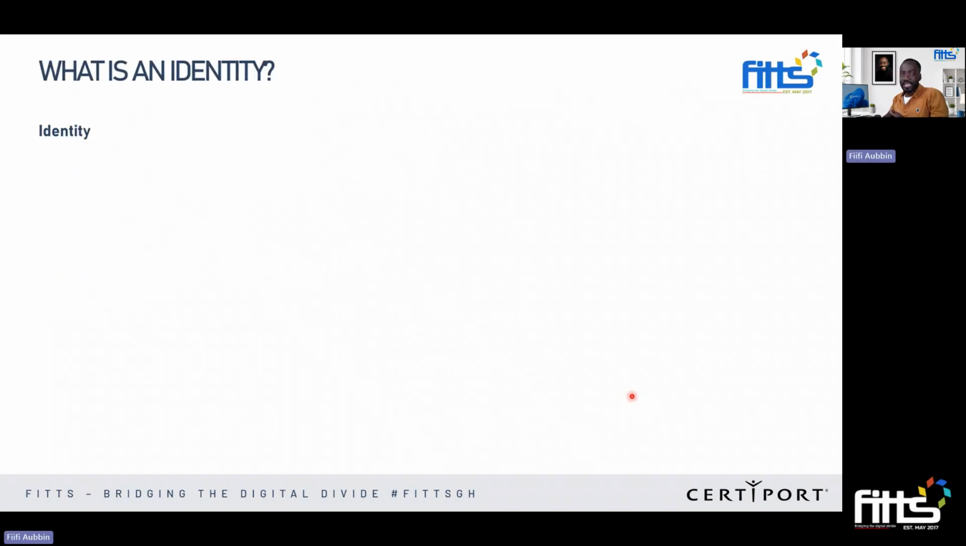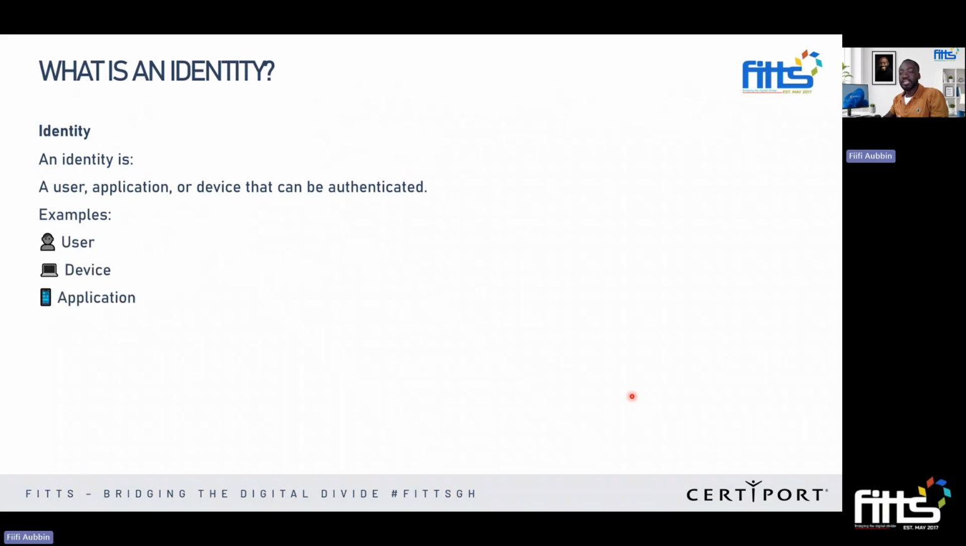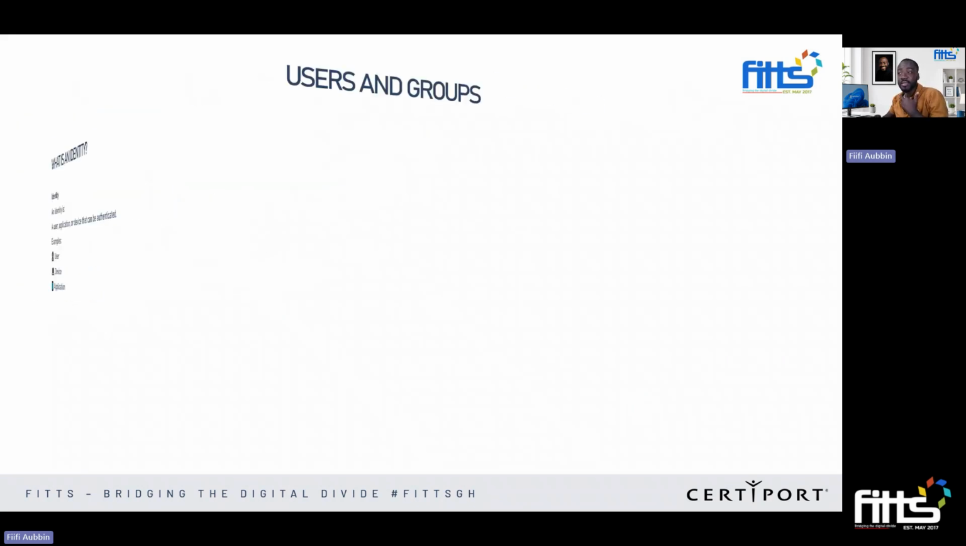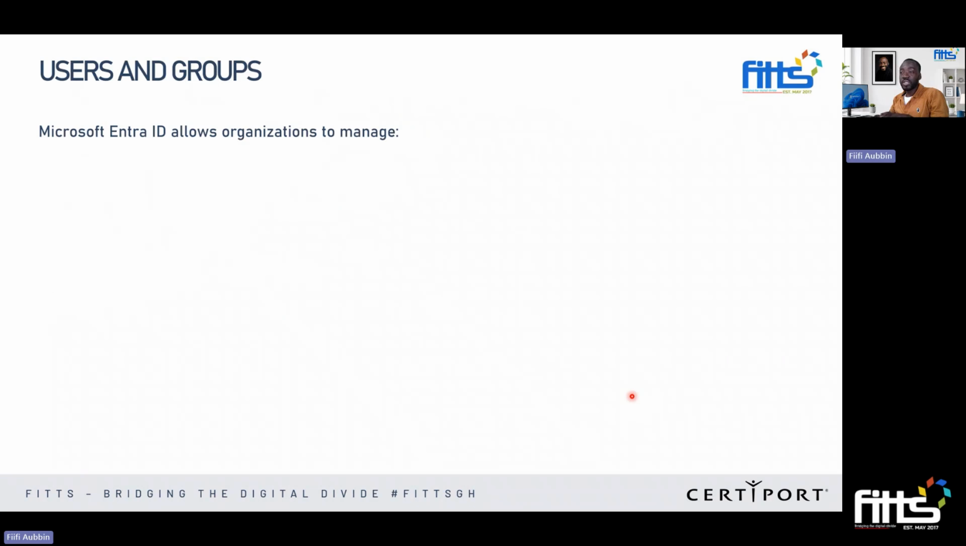So what is an identity? You yourself, yeah? An identity is a user, application, or device that can be authenticated. Examples are the user, the device, and the application. Once you are able to authenticate and we give you the go-ahead to use the resource, then we verify the identity. Okay, so we've got users and groups.